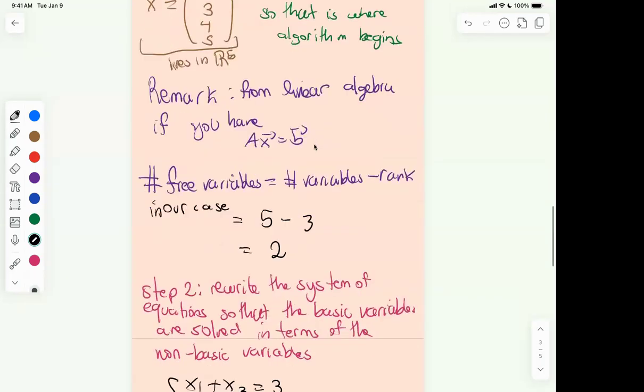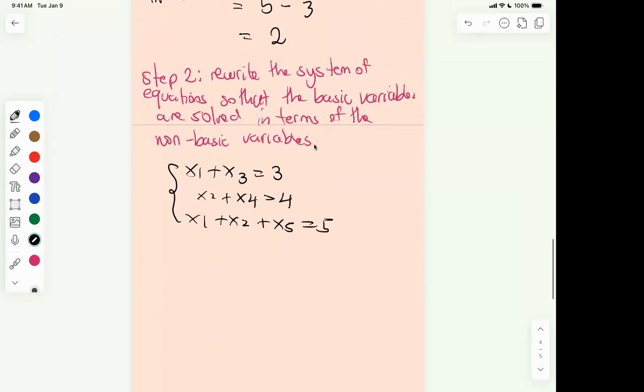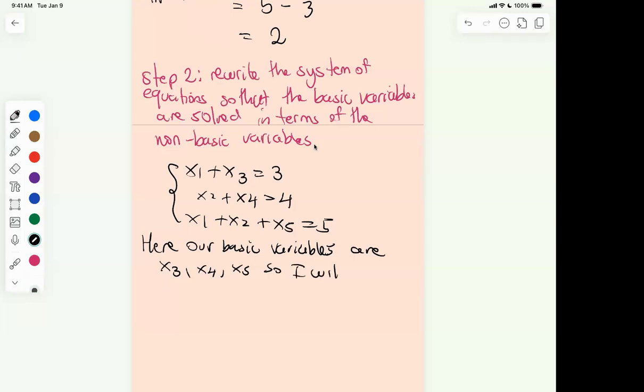So for example, here, our basic variables are x3, x4, x5. So I'll solve the equations for those variables.